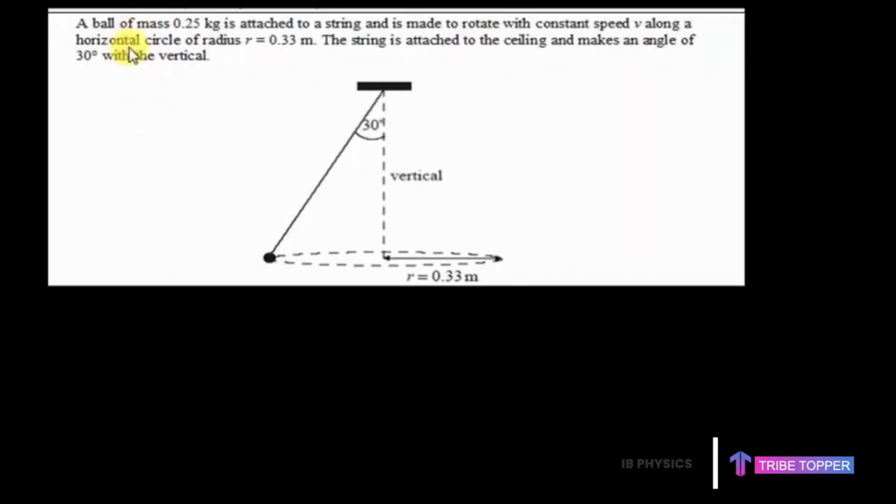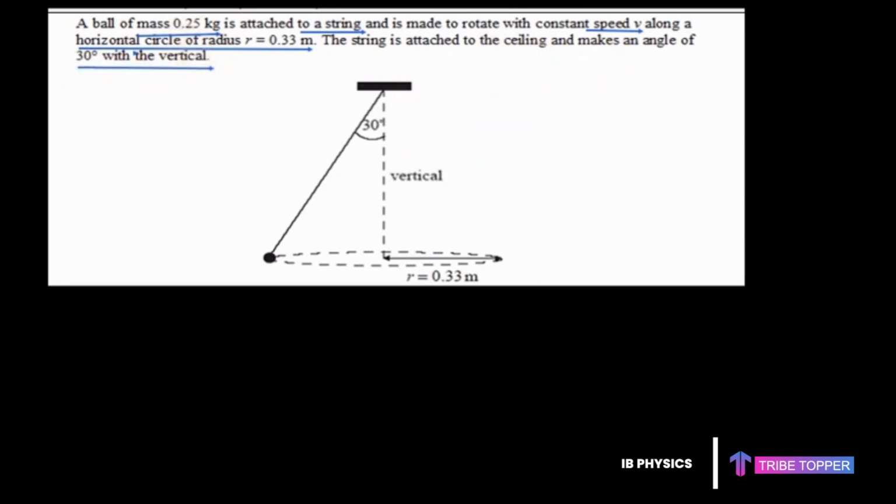So we have a question which says a ball of mass 0.25 kilograms is attached to a string and it is made to rotate with a constant speed v along a horizontal circle of radius r, which is 0.33 meters. The string is attached to the ceiling and makes an angle of 30 degrees with the vertical.